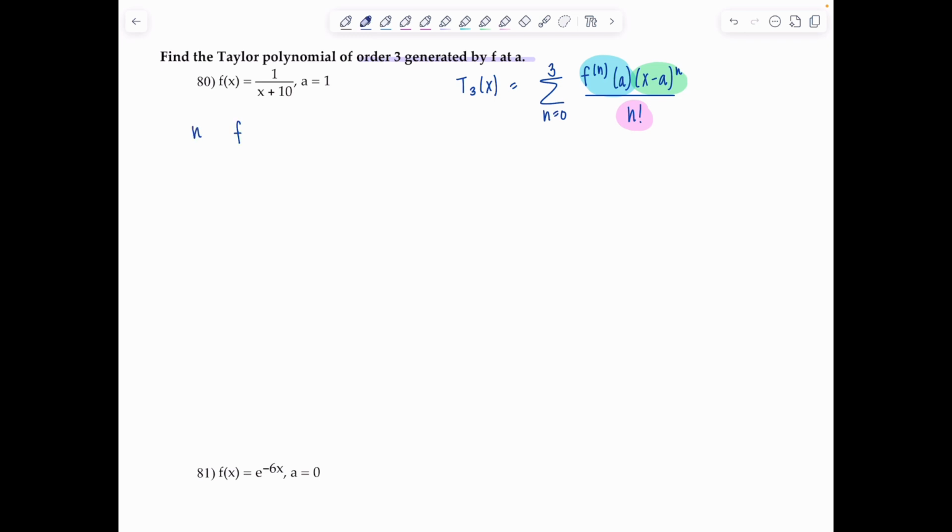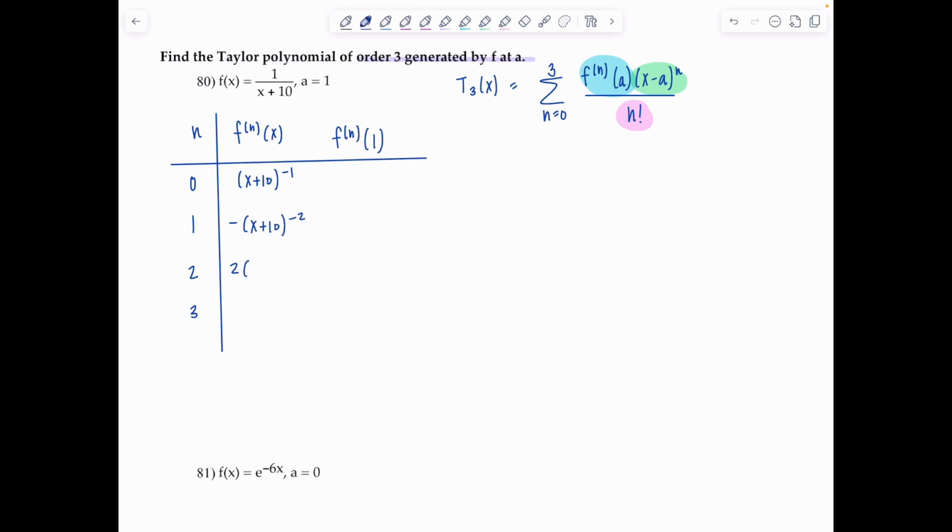So n, then we need the nth derivative at x, and then once I have all those, I'm going to evaluate it at 1. Okay, and we're only going up to n equals 3, but we do start at 0. Now, if I could only draw a straight line to save my life, there we go. N is 0, 1, 2, 3. So the 0th derivative is just the original function. I'm going to write it as x plus 10 to the negative first, since I want to get ready to take a bunch of derivatives now, okay? Taking one derivative, it's going to be negative x plus 10 to the negative second. Take another one, 2 times x plus 10 to the negative third. And then one more, negative 6 times x plus 10 to the negative fourth.